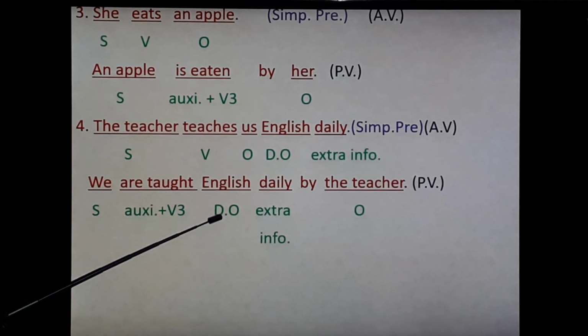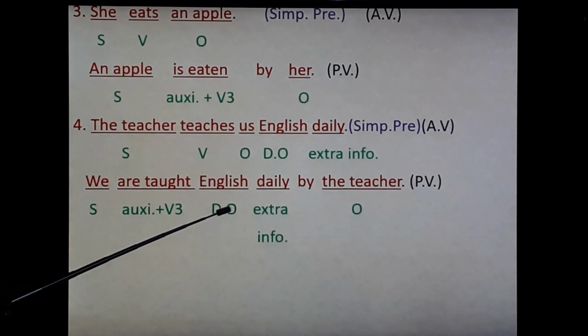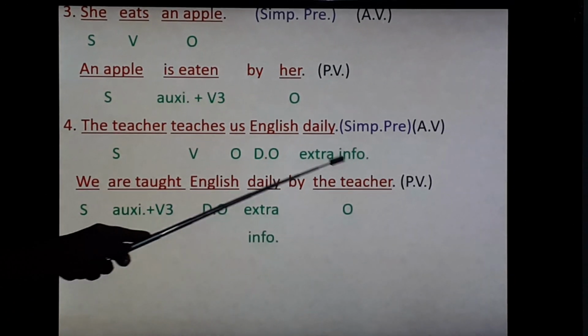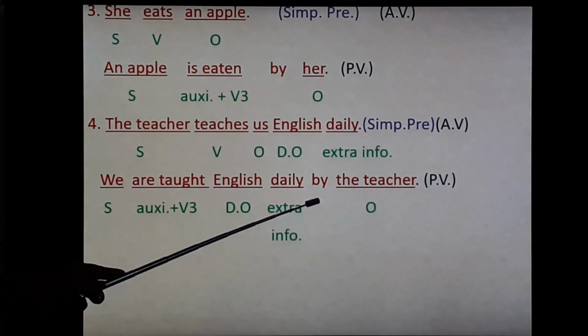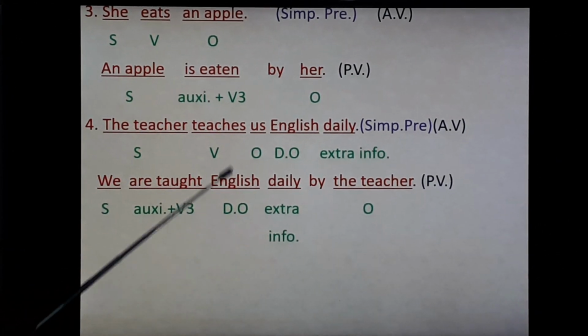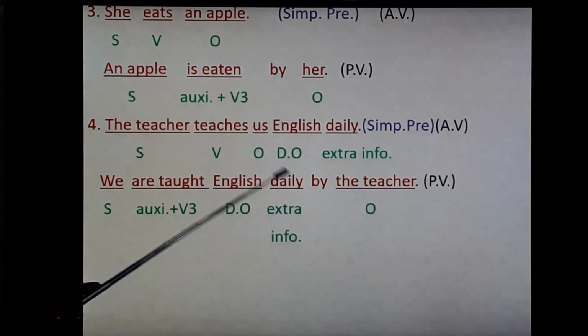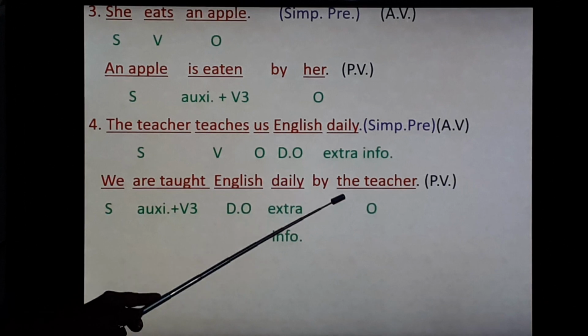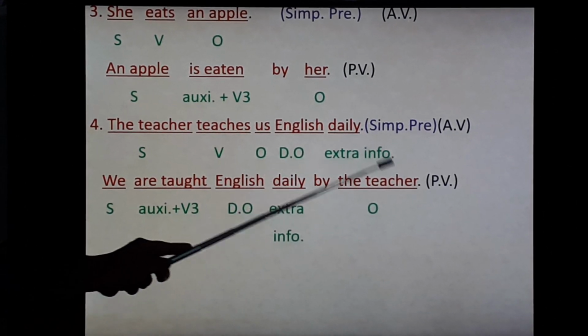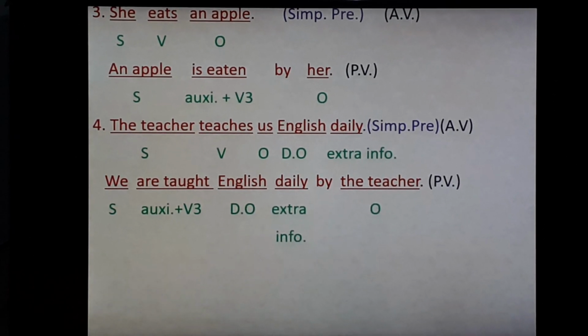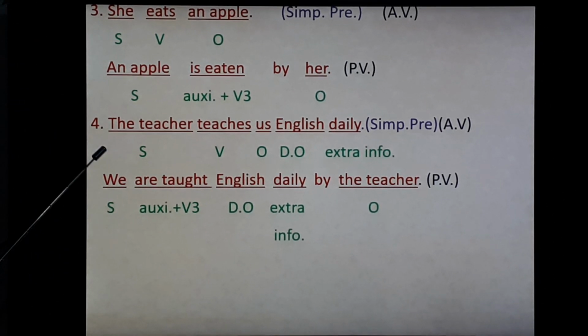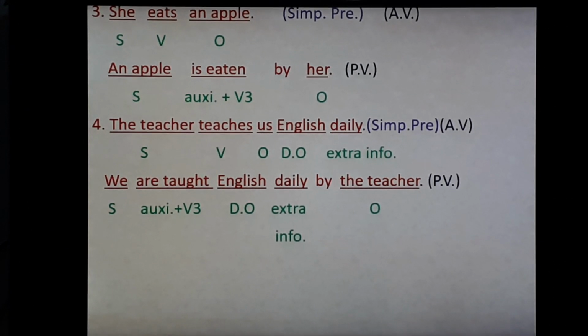That is direct object. Here it will come. English, and then you have to add extra information. Daily by the teacher, or you can change the place. English by the teacher daily. Daily you can put at the end. Okay, this is the one way. Now I will show you another way.